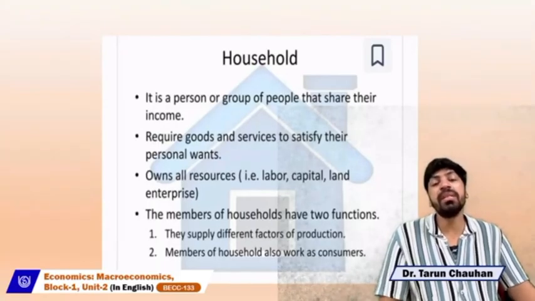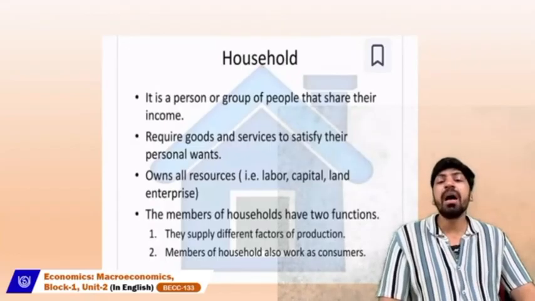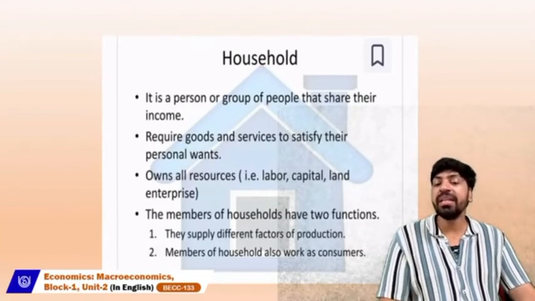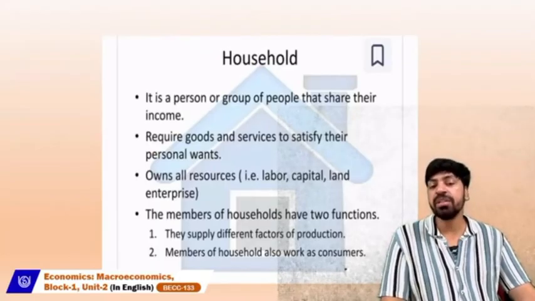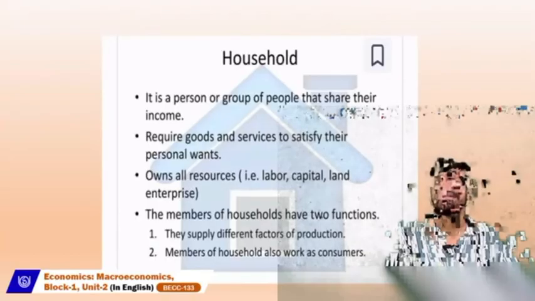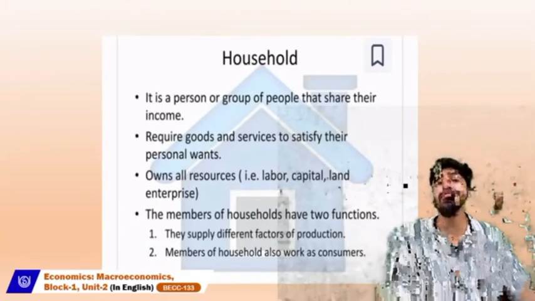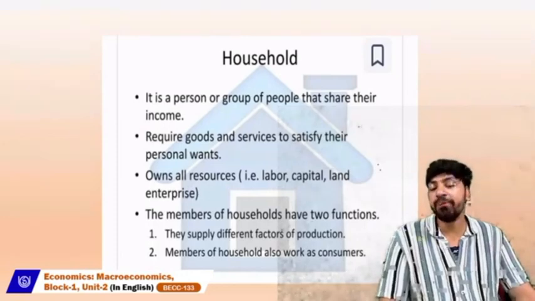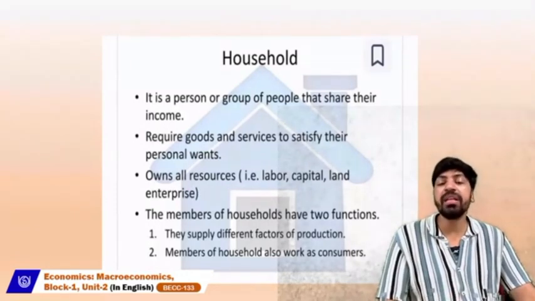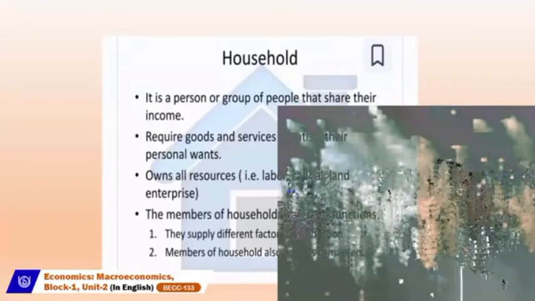So the consumers are turned into households. And the members of the households have two main functions. They supply different factors of production, and the members of the household also work as consumers. So the household supplies different factors of production, that is land, labor, capital, and enterprise.